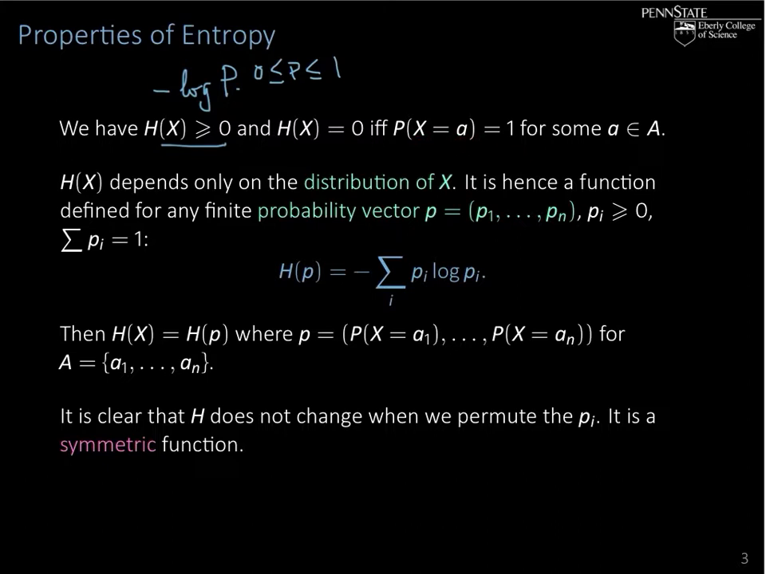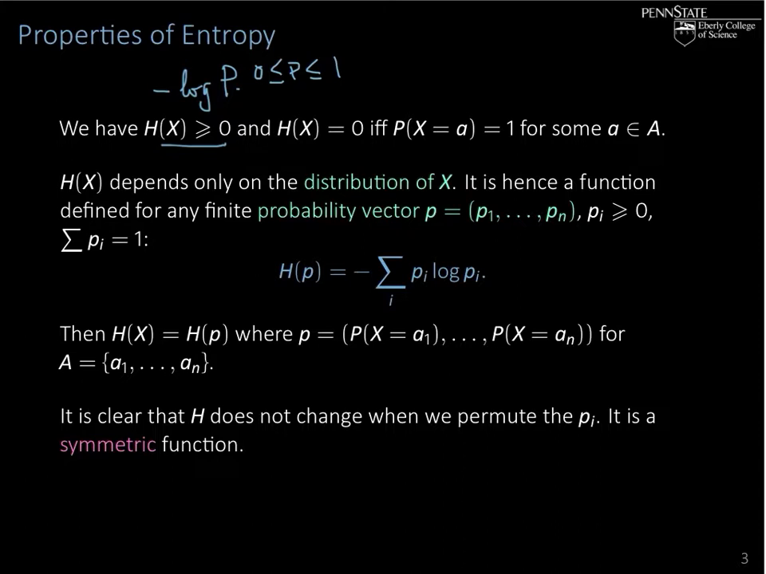And that also follows easily from the fact that these p's, P of X equals a, form a probability distribution. It also corresponds to the intuition that if one outcome is always certain, then we don't gain any information from that outcome, because it does not give us any further information that we didn't have before.